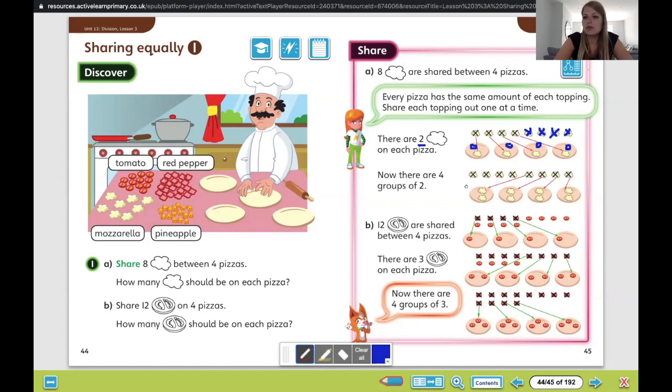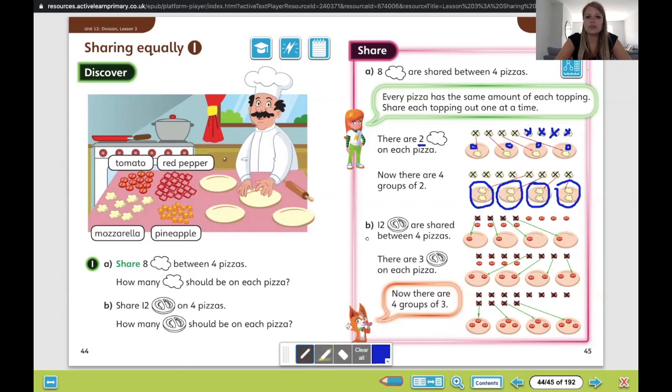And she's actually grouped them now. So we're going to put a big circle like we've done in previous sessions around each group. So that's a group, that's a group, that's a group, and that's a group. How many groups are there? 1, 2, 3, 4. There are 4 groups, and how many are there in each group? There are 2. So there are 4 groups of 2.